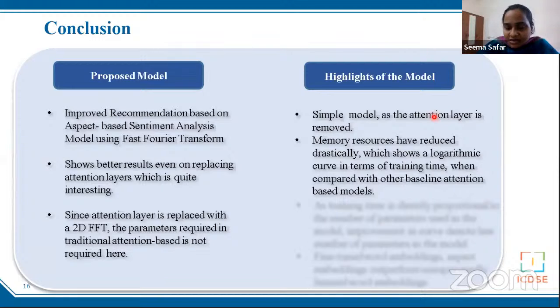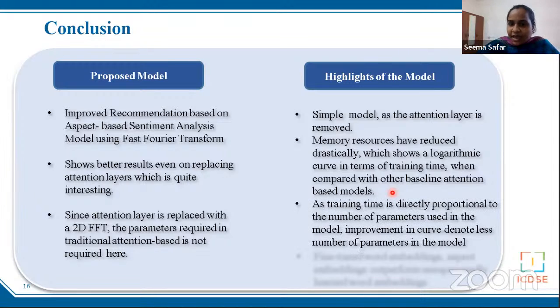And it is very clear that there is a drastic reduction in the memory resources being used here, which shows a logarithmic curve in terms of training time when comparing with other baseline attention models. As we all know, training time is directly proportional to the number of parameters in the model, thus we can see an improvement in the curve. It means that fewer parameters are being used in the model.